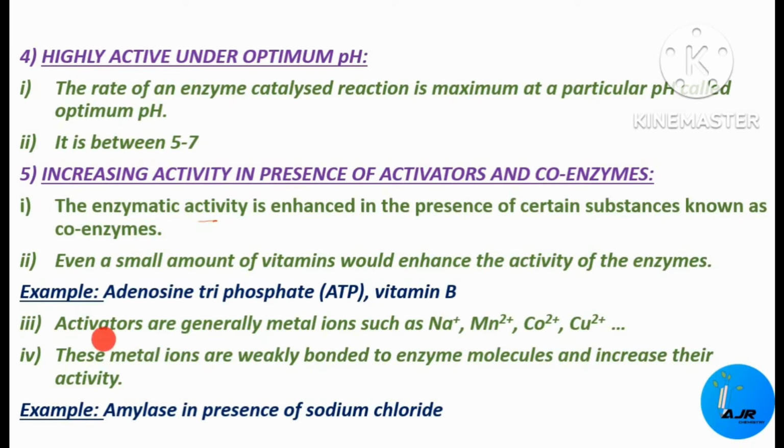Understood? Next comes the activators. Actually, activators are generally metal ions. See, Na+ ion, sodium ion, manganese, cobalt, copper. So the ions of these metals will be acting as the activators for the enzyme. Actually, these metal ions are weakly bonded to the enzyme molecules and increase their activity. Okay, what is the mechanism of these metal ions or the activators? They will be weakly bonded to the enzyme molecules and thereby they will be increasing the activity of the enzymes.